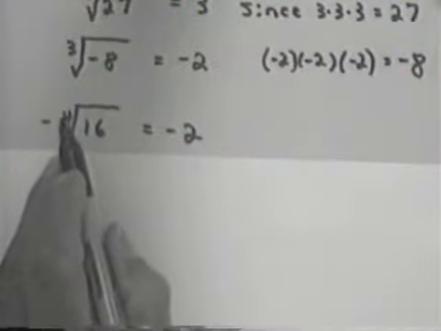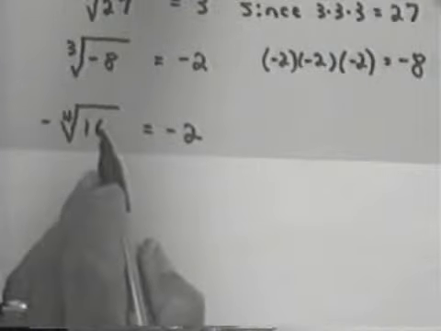The fourth root of 16 is also -2, because -2 times -2 is +4. +4 times -2 is -8. -8 times -2 is +16. So 16 has 2 fourth roots, a +2 and a -2. This symbol denotes the negative fourth root of 16. So the negative fourth root of 16 is -2.